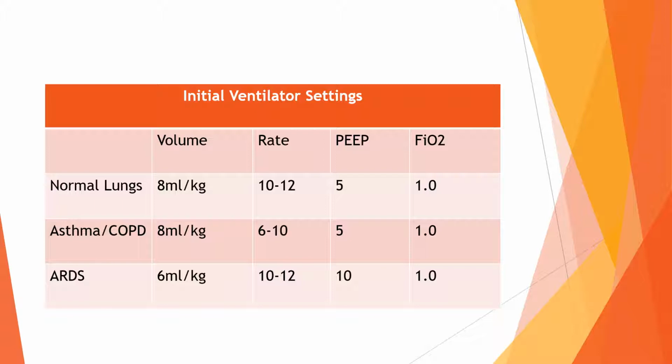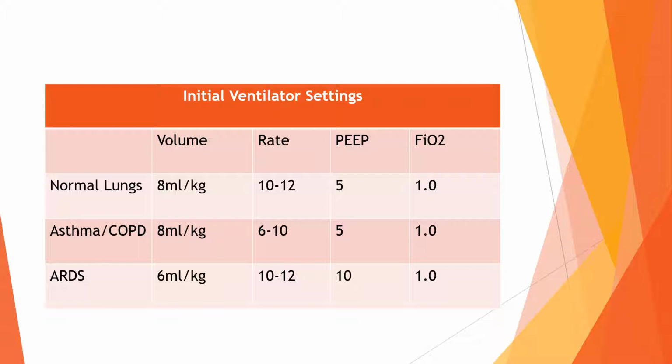So the goal in normal lungs is to ensure a lung protective strategy and essentially do no harm. So volume here will be about 8 milliliters per kilogram. To note, this is per kilogram of ideal body weight. So you must get the patient's height and calculate their ideal body weight in kilograms multiplied by 8. The rate you set about our normal breathing rate, about 10 to 12, a PEEP of 5, and an FiO2 of 100% that you can down titrate as tolerated.